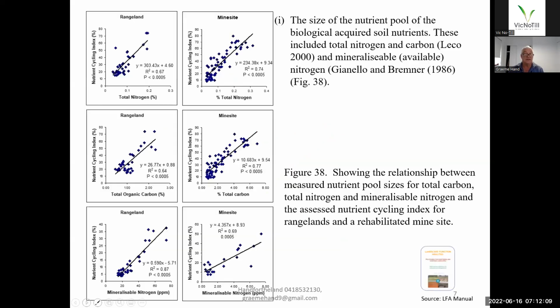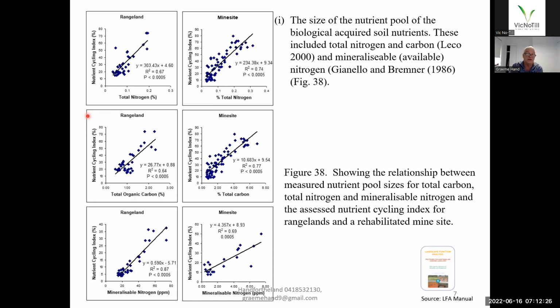If you want to increase soil carbon, you must increase nutrient cycling index. So I'm looking at this one here, this rangeland graph here. So this work is all being done by David Tongway.